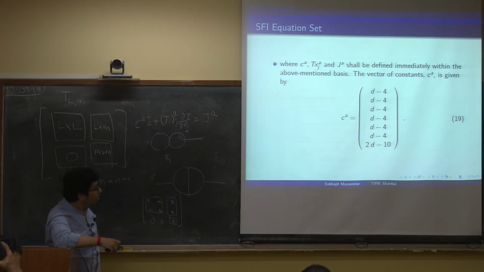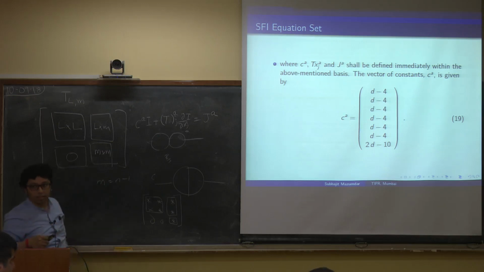So the number of things is just the number of things that are annihilated by T. So here the point is that you have 7, but linearly independent guys, D minus 4 and 2D minus 10, and then, yes, you are saying there are 5. Yes, absolutely.